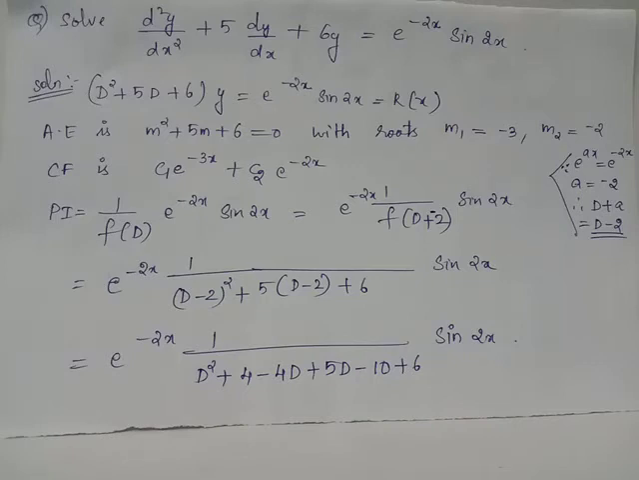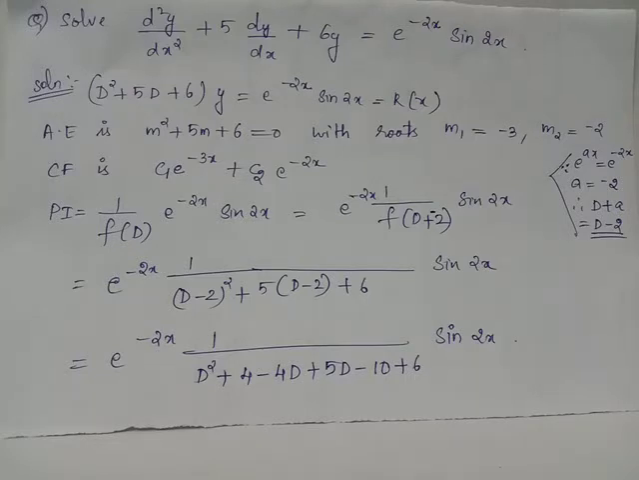Solve the differential equation d square y by dx square plus 5 times dy by dx plus 6y equals e raised to negative 2x multiplied to sine 2x. When we make use of the differential operator capital D equals d by dx, the given differential equation can be written as capital D square plus 5 times capital D plus 6 acting on y equals the RHS e raised to negative 2x multiplied to sine 2x.